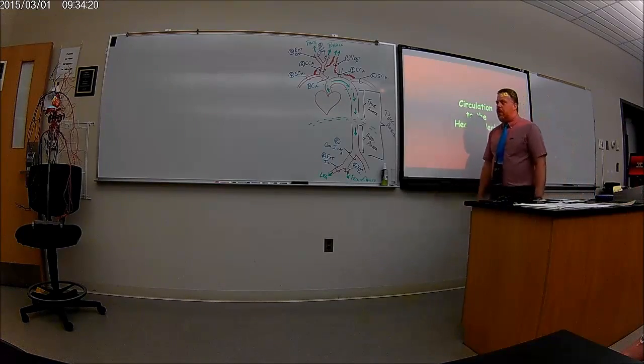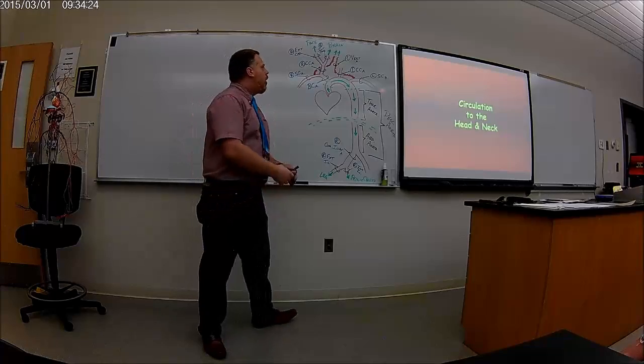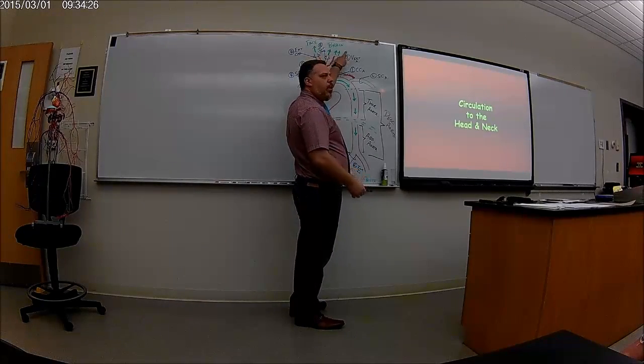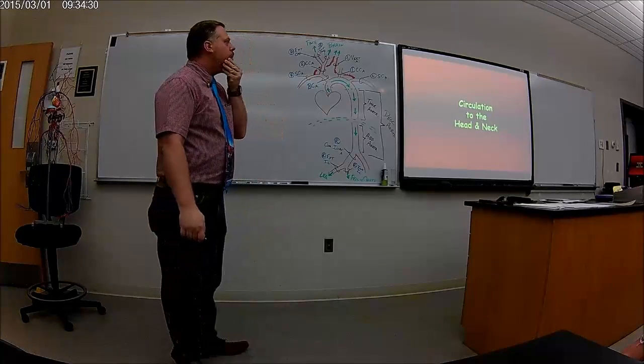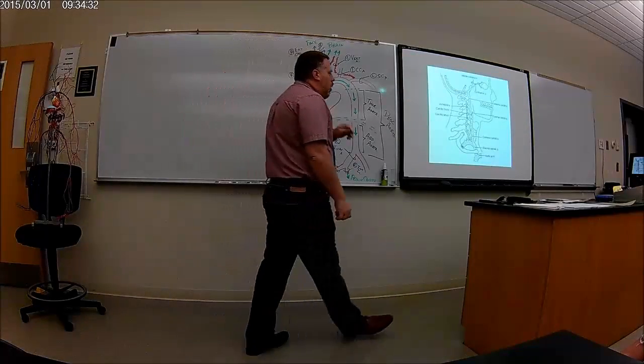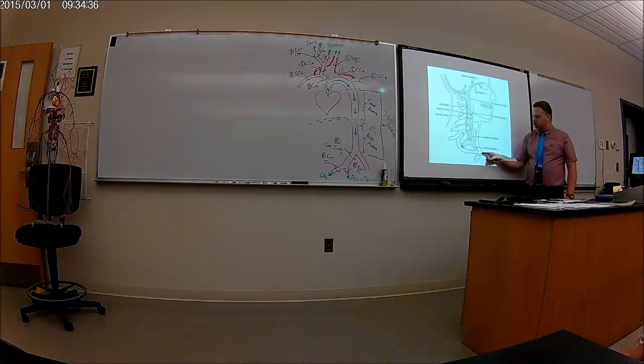So let's spend some time talking about the circulation of the head and neck. Let's talk about up here now. Here's your aortic arch. The first branch is the brachiocephalic artery.